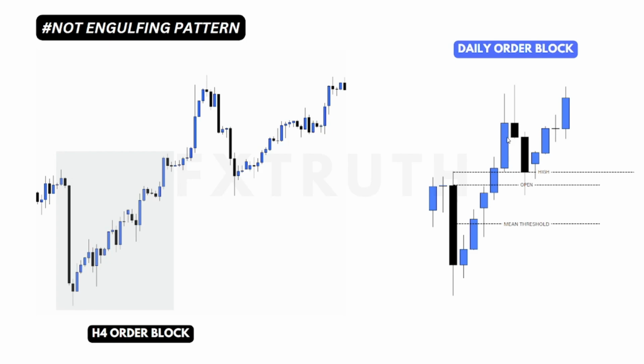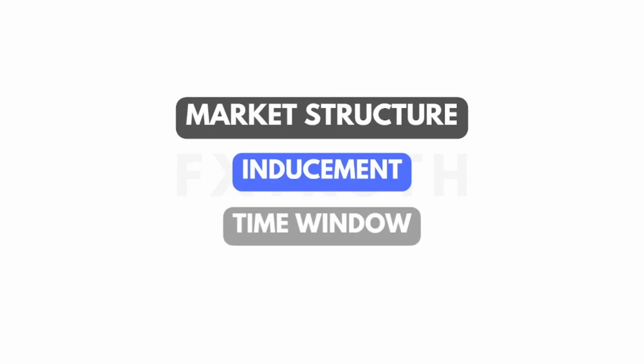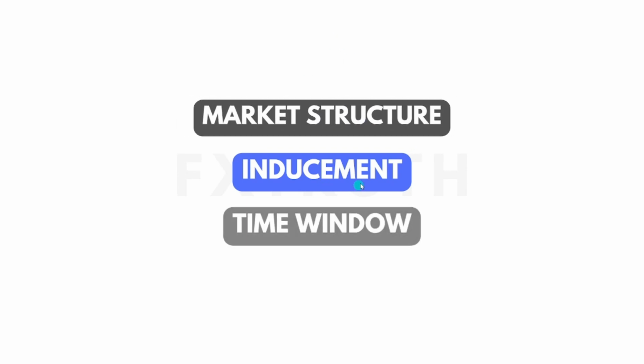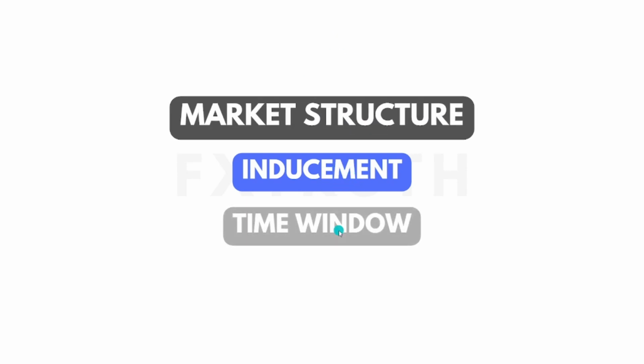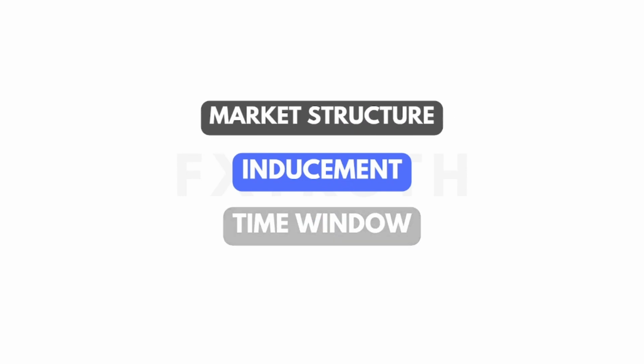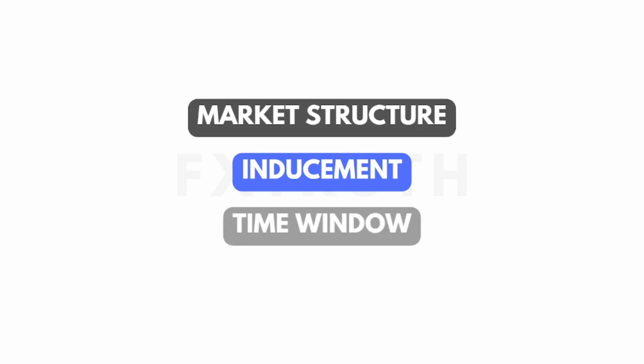So with that out of the way, here are 3 simple steps to trading the order block profitably. First off, you want to identify market structure. Next off, you want to identify inducement. And last of all, you want to focus on a time window. This can be either the ICT New York Kill Zone, London Kill Zone, or Asian Kill Zone. So without further ado, let's get into the chart and see examples.